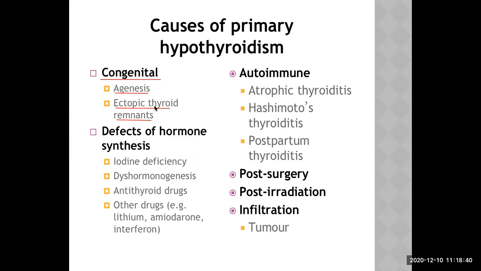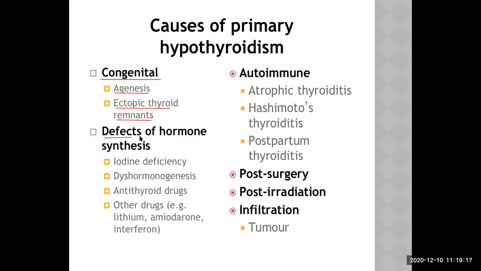Another one is ectopic thyroid remnant. Now remember the development of the thyroid gland, which we talked about before. There is a thyroglossal duct which starts from the foramen cecum of the tongue and descends downward. Sometimes the thyroid gland is absent from its main site, but it is present in a smaller size in that area where the thyroglossal duct is present. So these are the ectopic thyroid remnants, and they are not enough as a source of thyroid hormone.